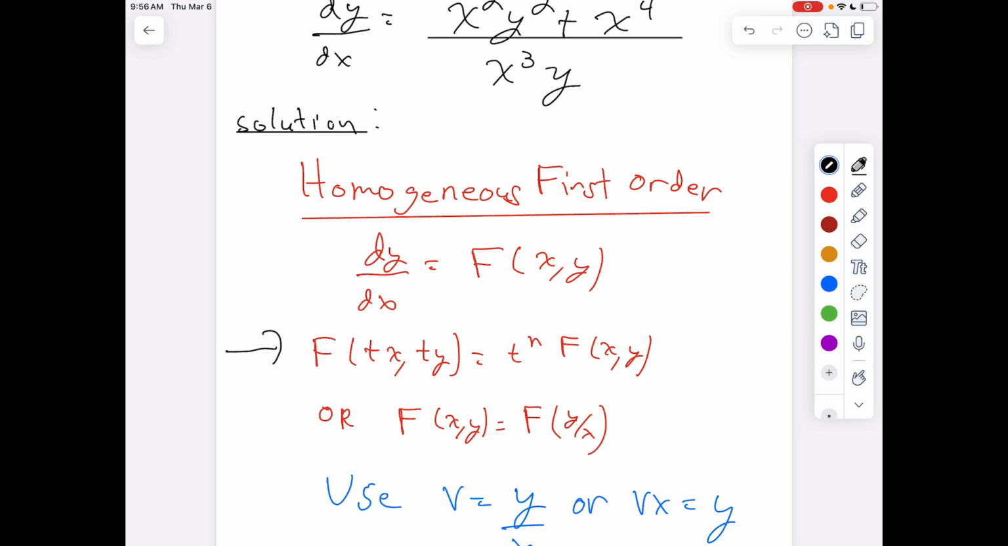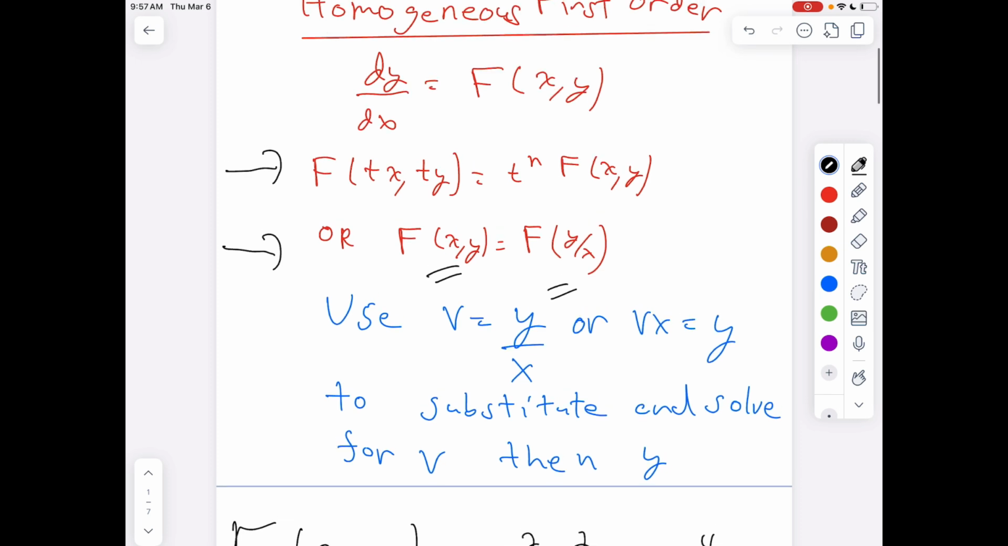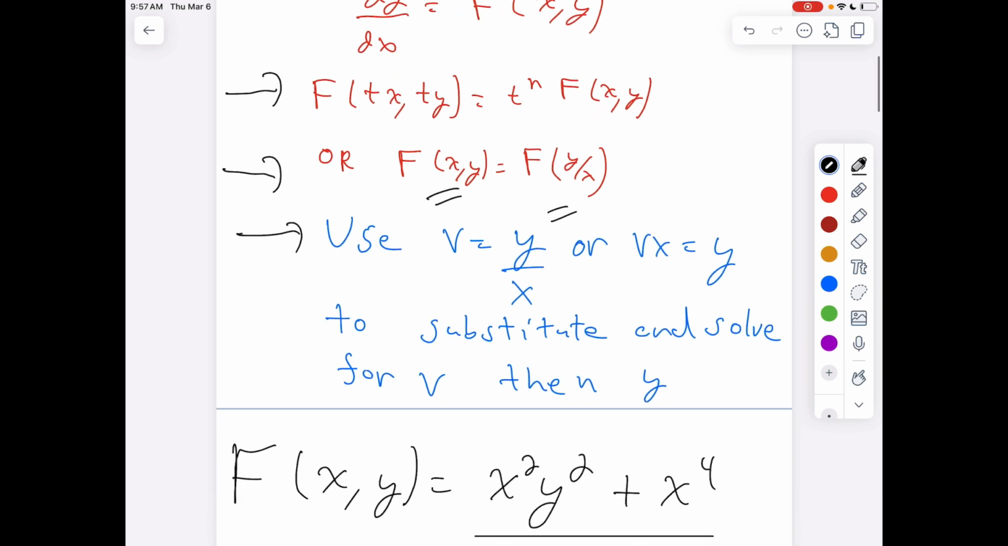The other way to see if it's a homogeneous equation is if your f of x, y can be written as a function of y over x. Basically, y over x appears in several instances. If that is the case, you're going to use a substitution: v equals y over x, or vx equals y. That's what you use to solve the equation, and we'll go more into that in a second. But let's first test whether it's homogeneous.